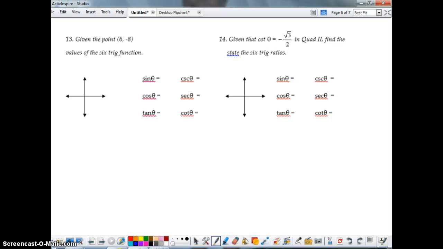All right, this is Unit 5 for pre-calc. This is Chapter 4, really sections 4.1 to 4.3. I'm going to do numbers 13 through 18 on the in-class review here.